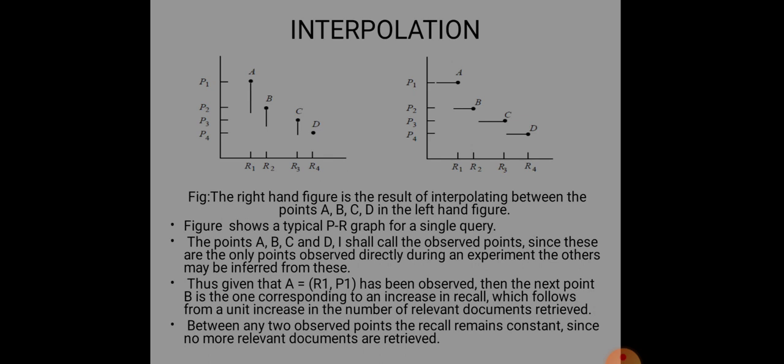Interpolation means we try to find out the unknown values between two observations. Here we found the unknown values from the origin to R1, then from R1 to R2, then from R2 to R3, and then from R3 to R4. So we calculated those intermediate values. That is the horizontal line. So here the values are the same. Okay. Hope it's clear.